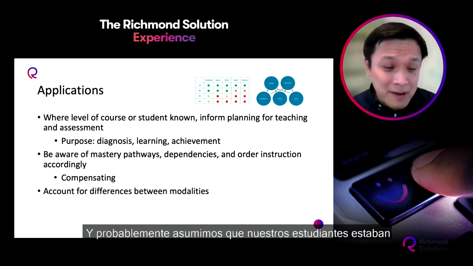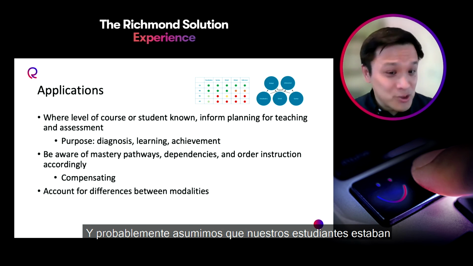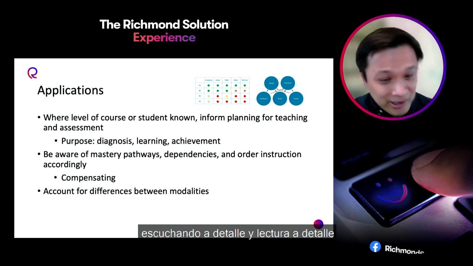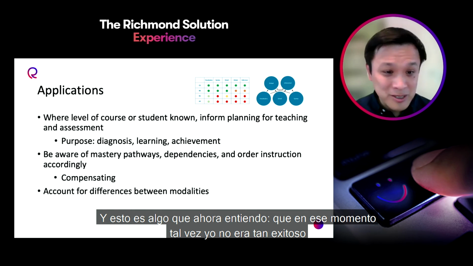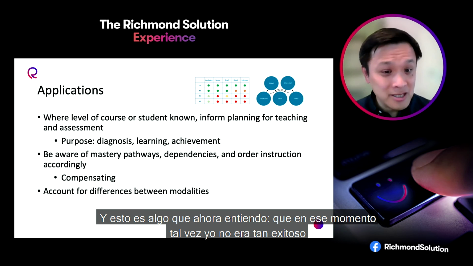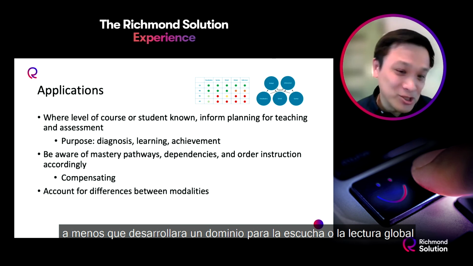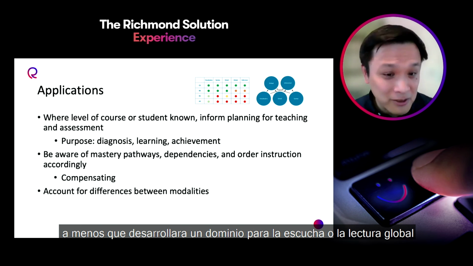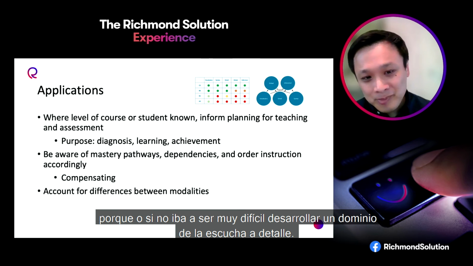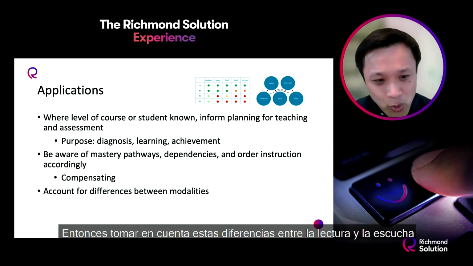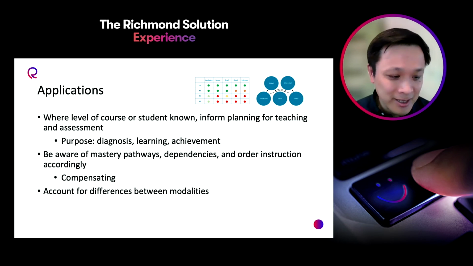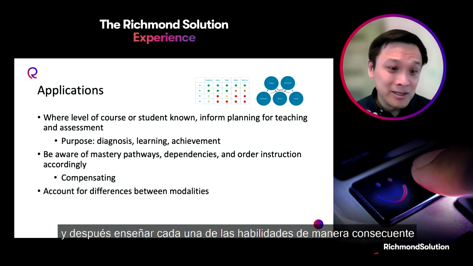And therefore, I probably assumed that I was going to help my students learn to read for detail and listen for detail before teaching them listening for inference and reading for inference. But as I can see from this research now, my teaching in listening probably wasn't very successful because, in fact, unless you develop mastery in listening for global information, it'll be very hard to develop that mastery in listening for detail. So do be aware of the differences between listening and reading, and then teach each skill accordingly.